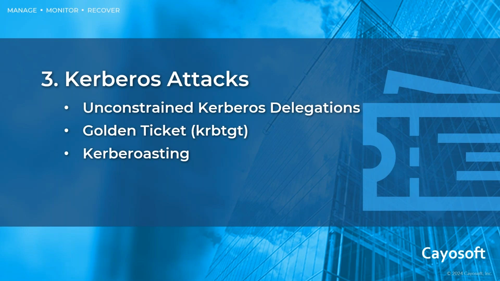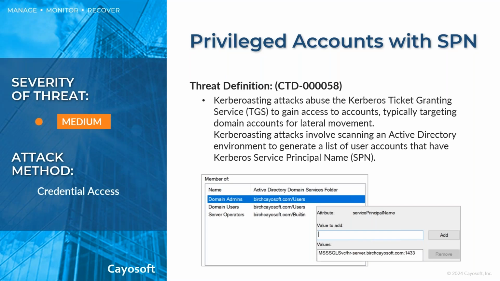And then if I have the KRBTGT password and I forge a golden ticket, I can impersonate any account in the organization. The last one we're going to go into in a little bit more detail is Kerberoasting. So let's look at Kerberoasting and what that looks like. Kerberoasting involves privileged accounts with service principal names.